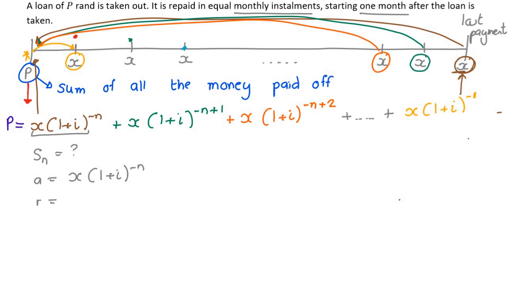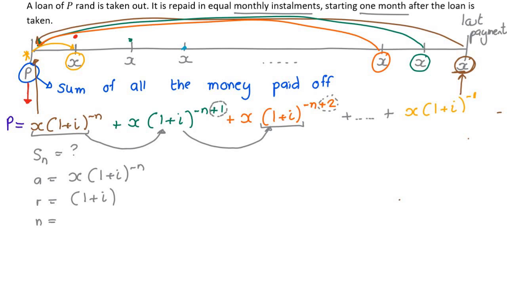What is my r? Well, to go from that term to the second term, I have multiplied by my bracket of (1 + i), because I've added 1 to the exponent. And then I've added 1 to this exponent. So to go from my second term to the third term, I've multiplied by (1 + i). So my r, exactly the same as in my future value annuity, is (1 + i).